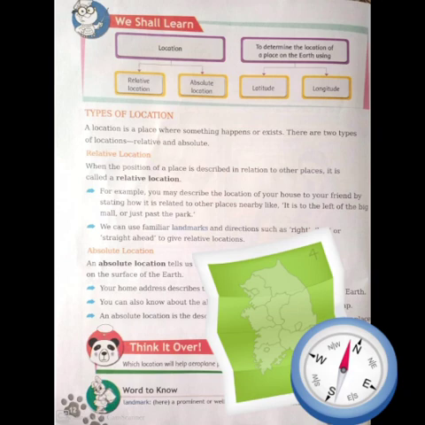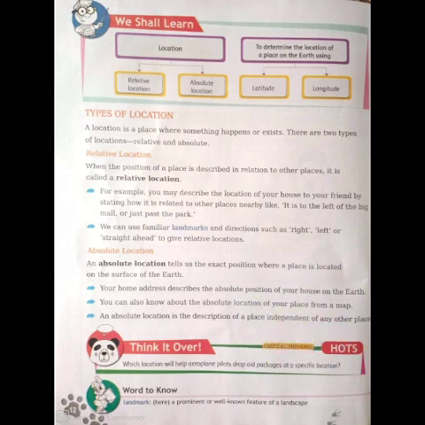For example, you may describe the location of your house and your friend's house and how it is related to other places nearby, which are relative locations. We can use familiar landmarks and directions such as right, left, straight ahead. These are the marks of relative locations.